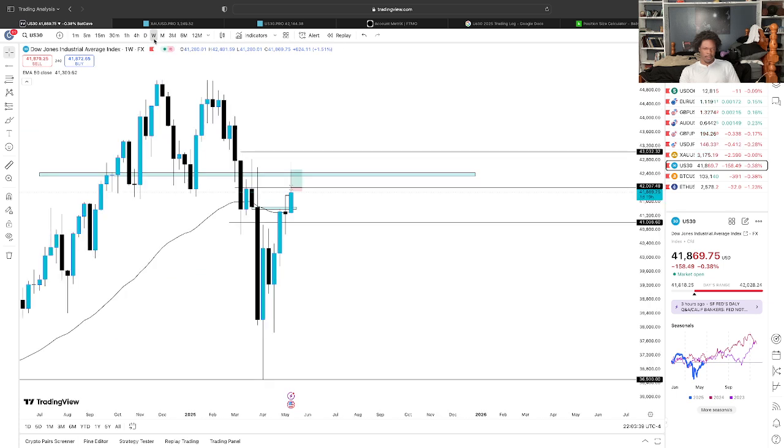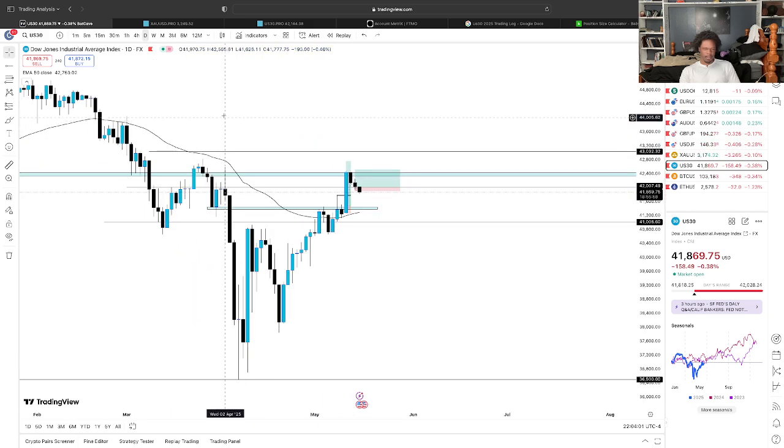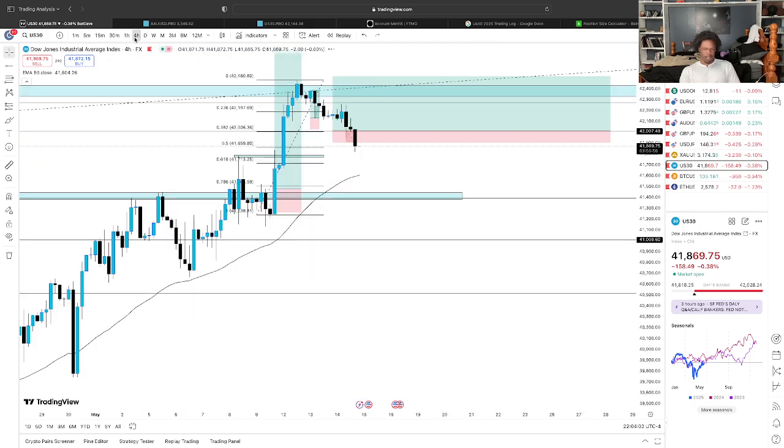On a weekly time frame, price action has created a bullish candle with an upper wick, as price action has rejected on lower time frames off of 42,000. And if we go down to the daily time frame, price action has created a counter trend off of the bullish market structure. And on the 4-hour time frame here, price action looks to find support right around the 61.8% retracement.